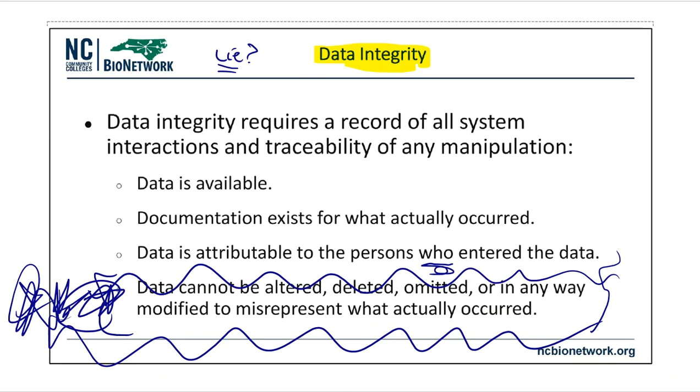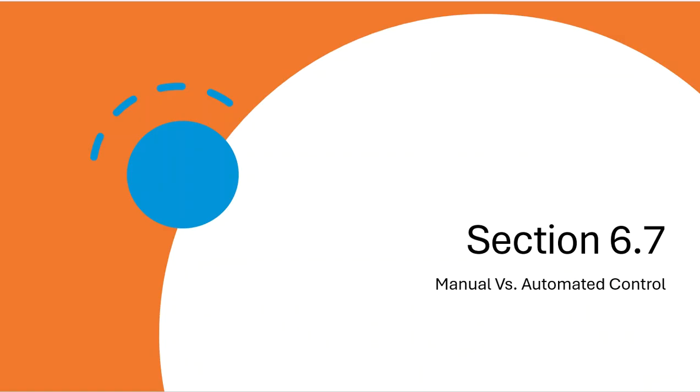All right, so that's going to finish up section 6.6. 6.7 is going to look at manual versus automated control again. It's going to go through the process of describing a little bit more of the differences between them, giving you some more terms. But that's where this video is going to end. So in the next one, this is where we'll pick up, and I'll see you then.